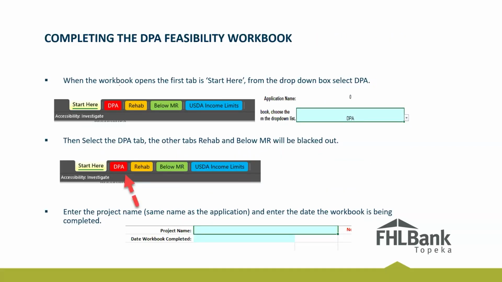Completing the DPA Feasibility Workbook. When the workbook opens, the first tab is Start Here. From the drop-down box, select DPA. Then select the DPA tab at the bottom. The other tabs, Rehab and below MR, will be blacked out. Enter the project name, same name as the application, and enter the date of the workbook as being completed.